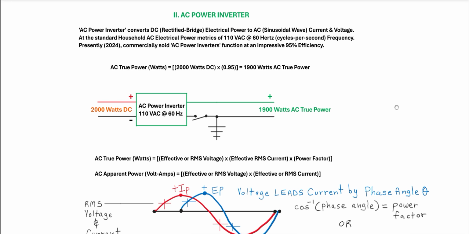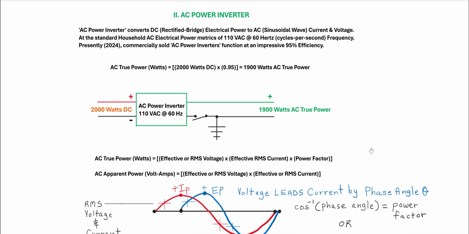we could take 2,000 watts DC, multiply it times 0.95, so we get 1,900 watts of AC true power, which is not a whole lot of AC true power. Okay, so if we didn't have a power factor involved, we would then only have the AC apparent power down here, and that would be measured in volt amps or potentiality.